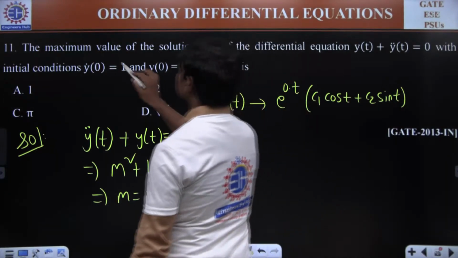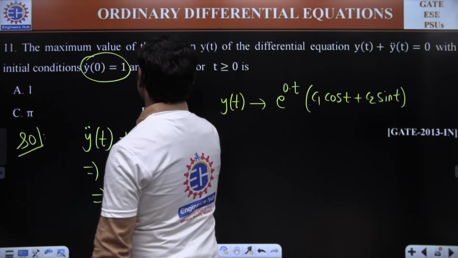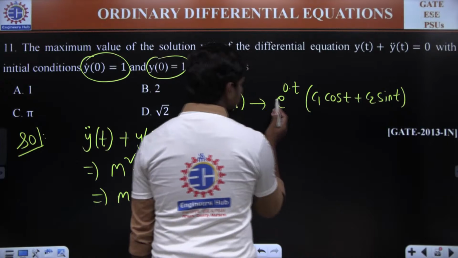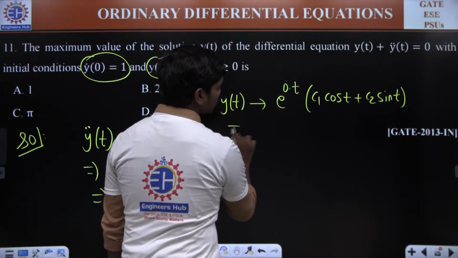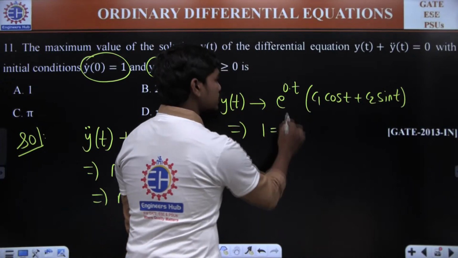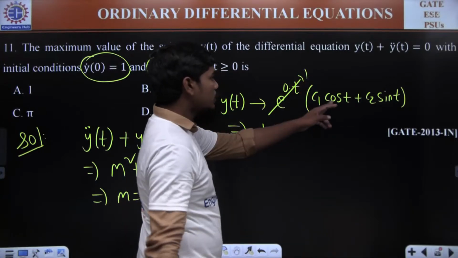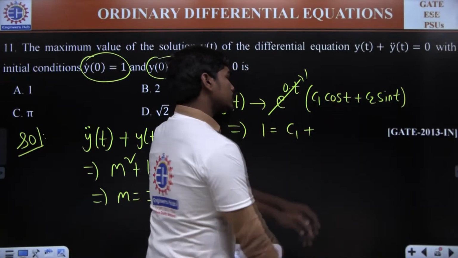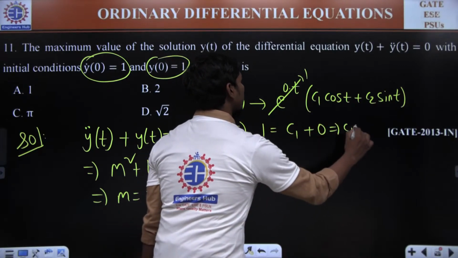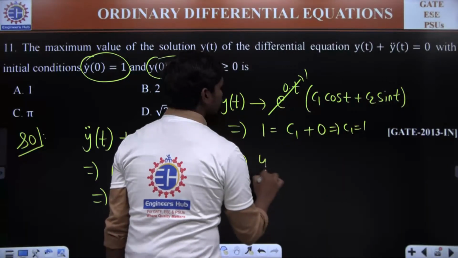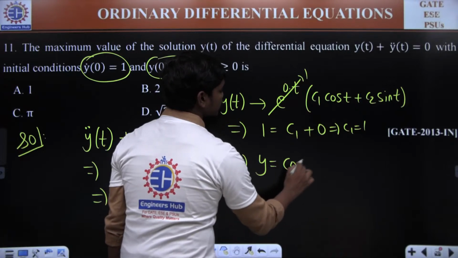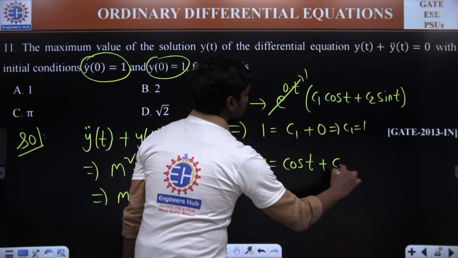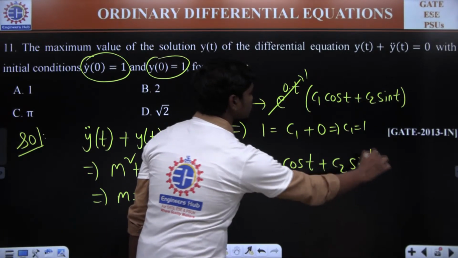Now two initial conditions are given: y dash of 0 is equal to 1 and y of 0 is equal to 1. From y of 0 equal to 1, we get 1 equal to c1 into cos 0, which is 1, plus c2 into sin 0, which is 0. So c1 is equal to 1, which means y is cos t plus c2 sin t, and we need to find the value of c2.